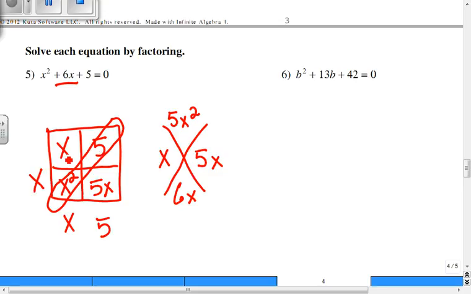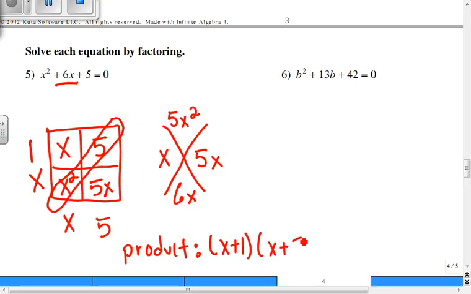These two, well, there's no x in common. There's no 5 in common. So they have 1 in common. Because 1 times anything is that number. Anything times 1 is itself. Okay, so that means we can write our product as x plus 1 times x plus 5.